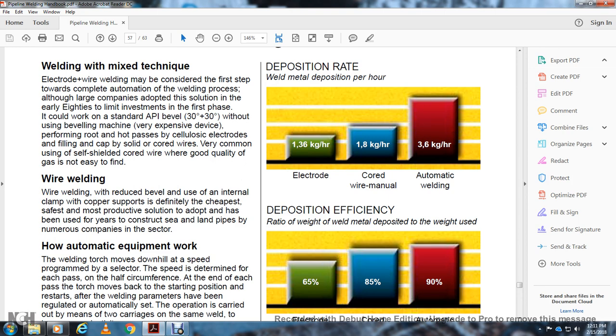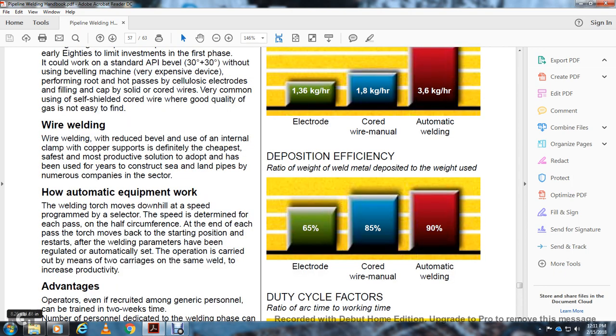This method has been used for years in the construction of land pipelines by numerous companies in the sector. The automatic equipment works with welding torches that move downhill at a speed programmed for each pass. At the end of each pass the torch goes back to the starting position and restarts after the welding parameters have been regulated and set automatically. The operation is carried out with the beam.